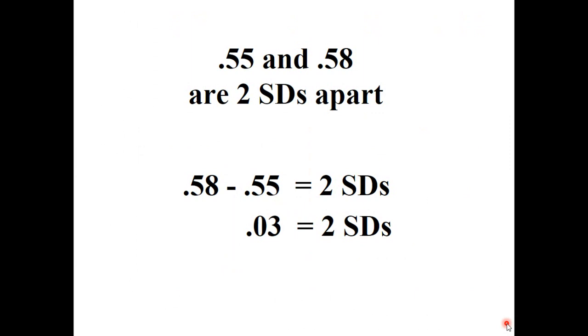The two scores are two standard deviations apart. That means the distance between them is equal to two standard deviations. In this case, the distance between the two is 0.03. So if we divide that by 2, we get 0.015. One standard deviation is 0.015.